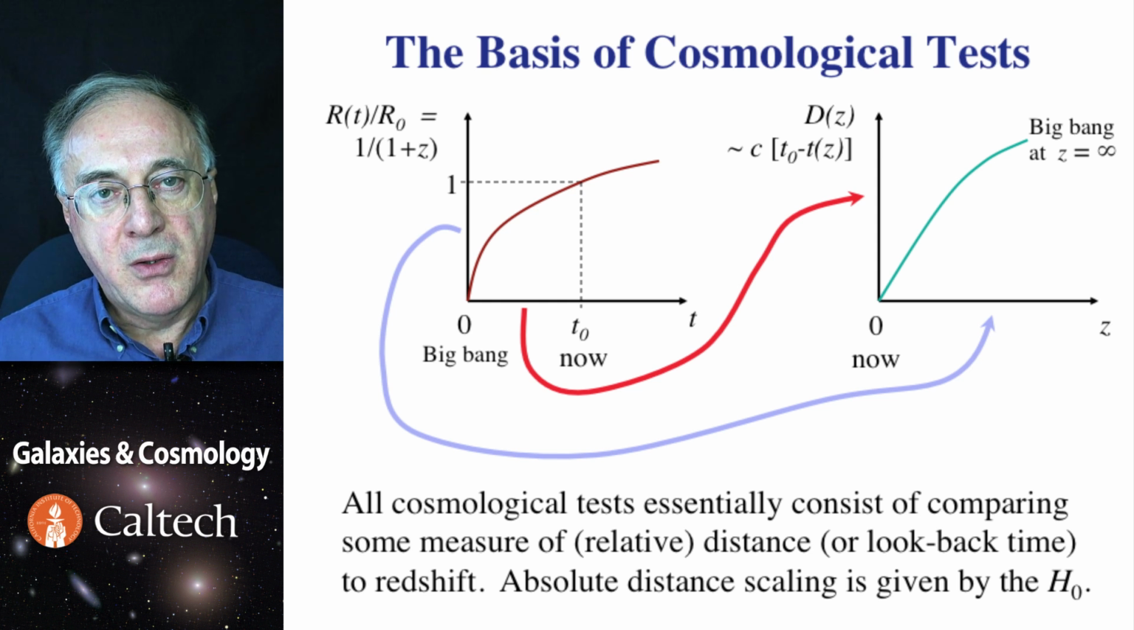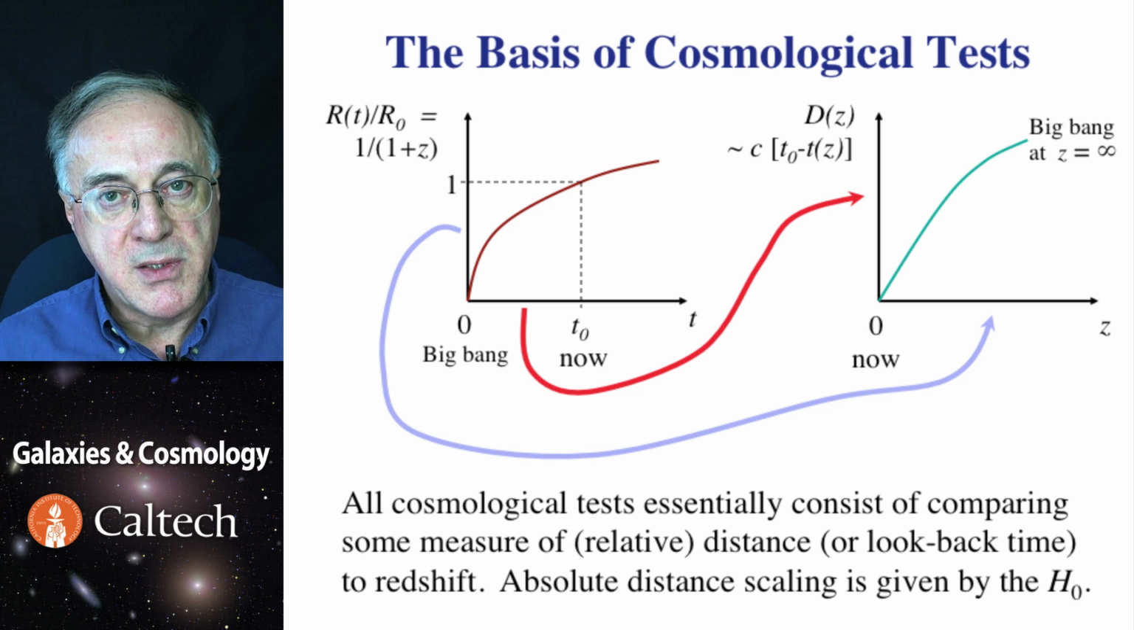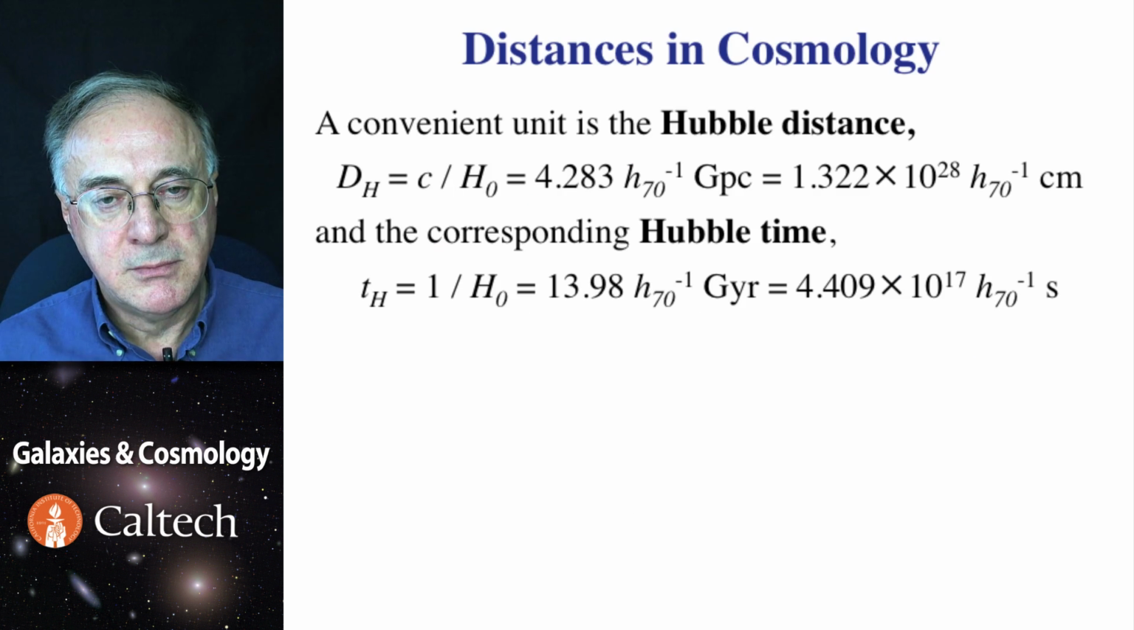We have to somehow measure a set of distances to points as a function of redshift. And because the whole thing just scales with the Hubble constant, we only need to determine the shape of that curve. So let's figure out how to measure distances in cosmology.